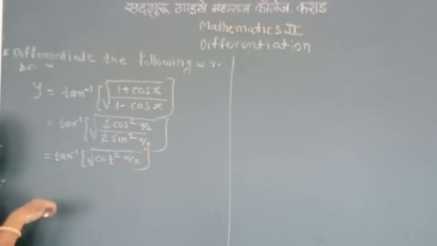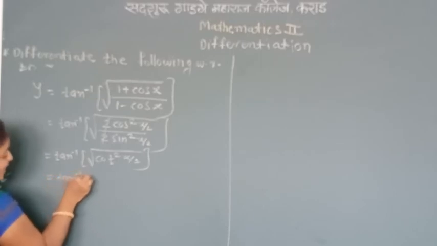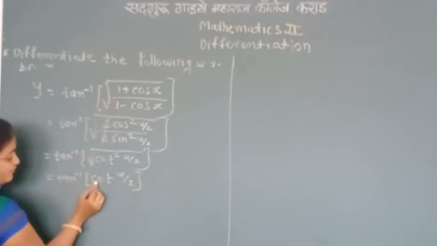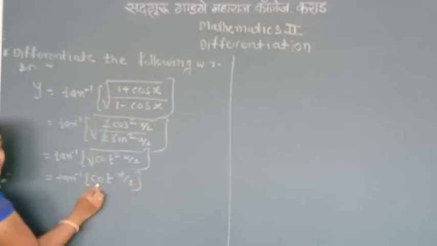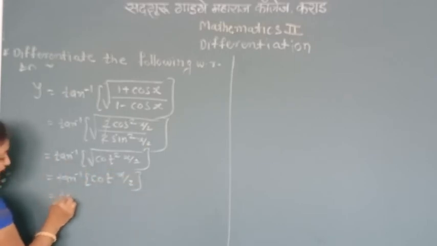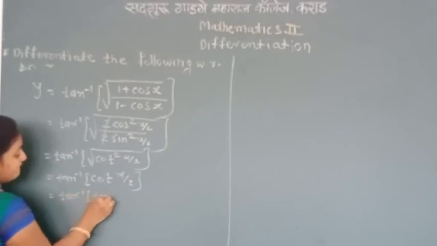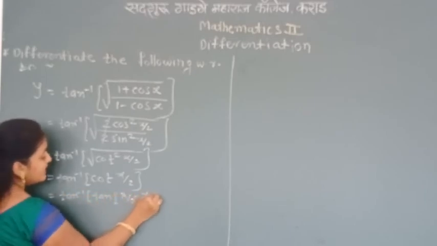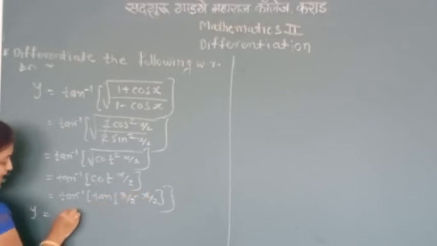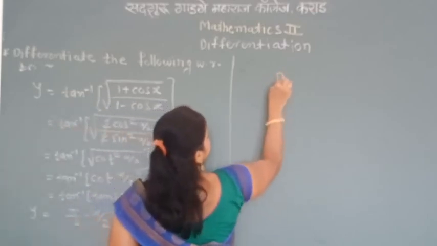Now the square root of a square term cancels out, so we get cot x by 2. This cot term we can convert into a tan term by using the right angle formula. So tan inverse of tan of pi by 2 minus x by 2. Again we use the identity formula, tan inverse of tan of pi by 2 minus x by 2, which is pi by 2 minus x by 2. Now differentiate with respect to x.